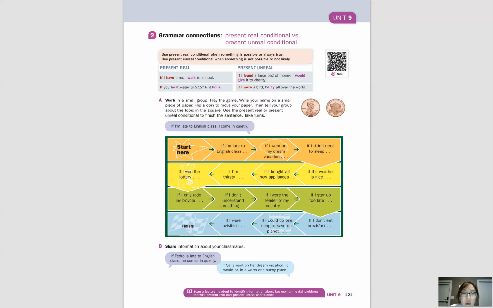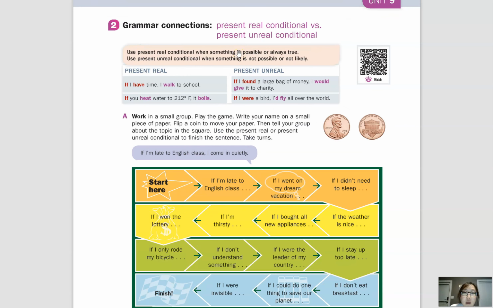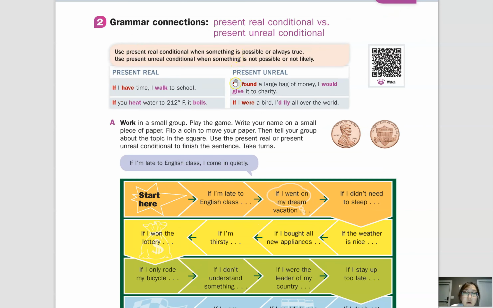Okay, so now we are going to look at Lesson F, Grammar Connections. So open your student's book to page 121, page 121. Okay, so in this grammar connection, we are going to focus on present real conditional versus present unreal conditional. Let's look at this part together real quick.